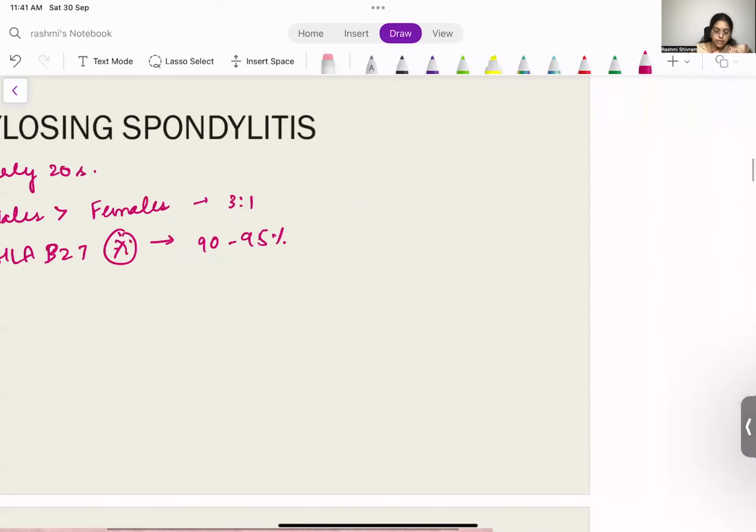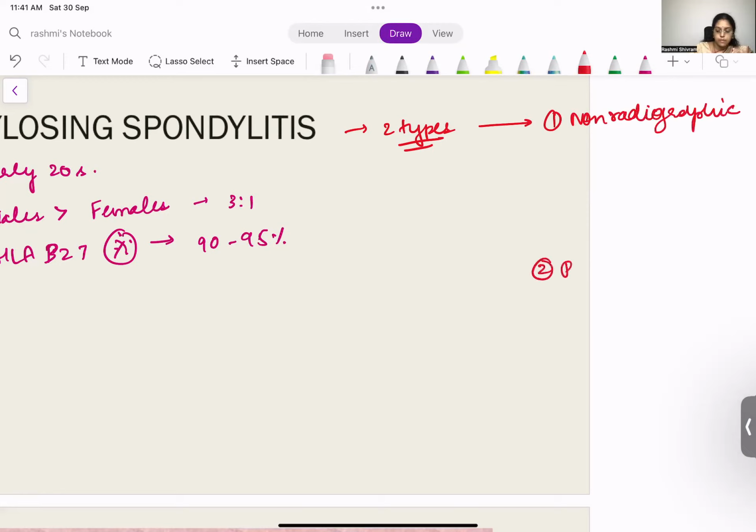Once we come to this ankylosing spondylitis, what are the types of this? Again, there are two types. What are the two types? The first one will be non-radiographic, and the second one will be radiographic. Okay, non-radiographic and radiographic. So in ankylosing spondylitis, what is the hallmark of the disease?